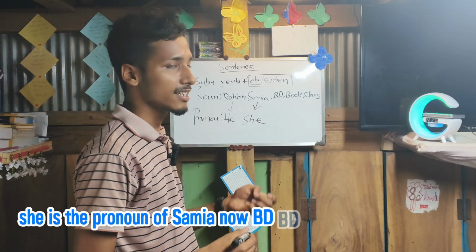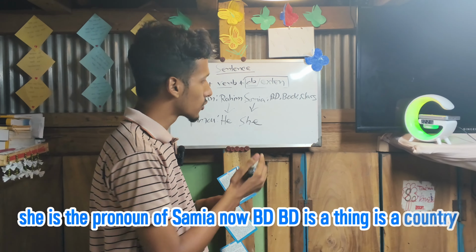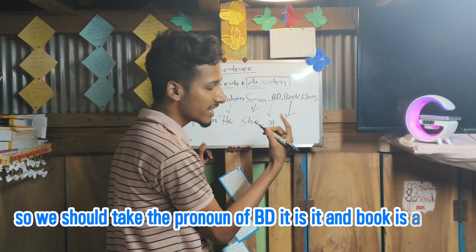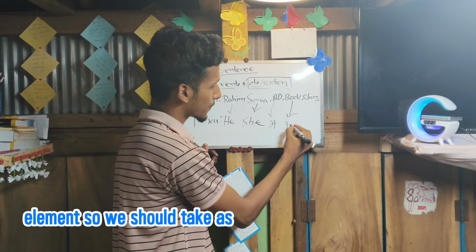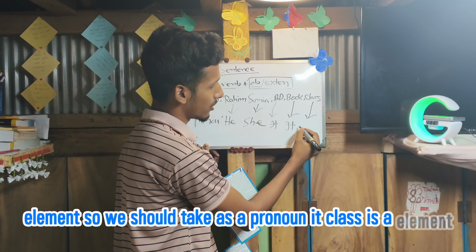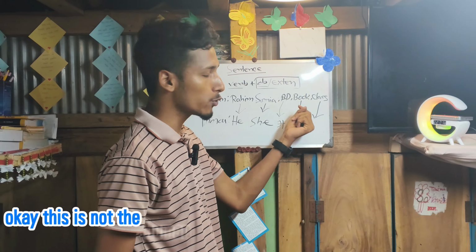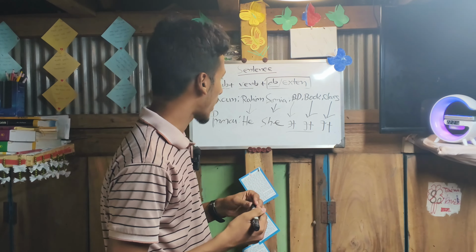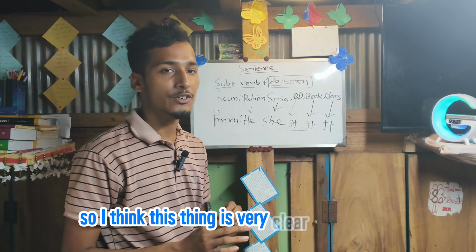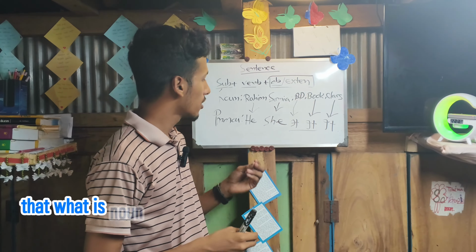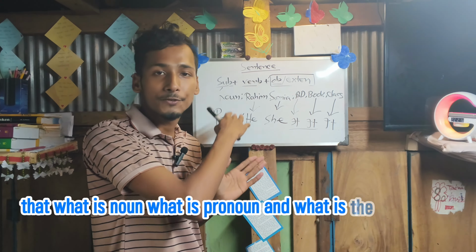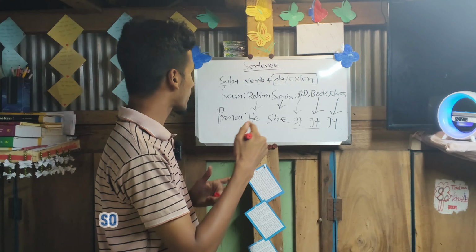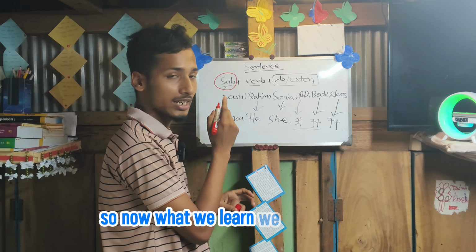Now BD. BD is a thing, a country. So the pronoun of BD is it. And book is a thing, an element, so we take it as a pronoun. Class is an element. Okay. This is not a human being. So that's why we are using it, it, and it. I think these things are very clear to all of you: what is noun, what is pronoun, and what is the difference between noun and pronoun. I think you understand.